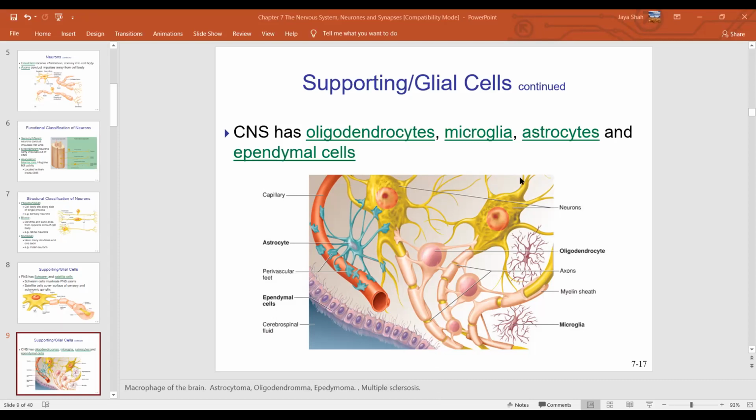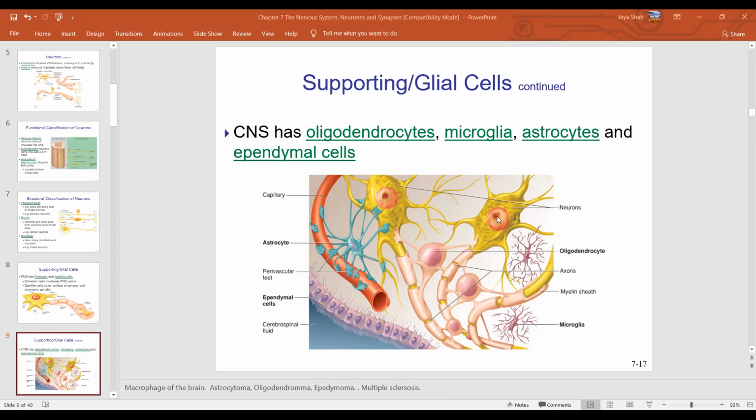Another cell is microglia. So you see, microglia are spider-like cells. These microglia cells are phagocytic cells. They engulf or phagocytose foreign microorganisms or foreign particles if they somehow appear in the central nervous system.